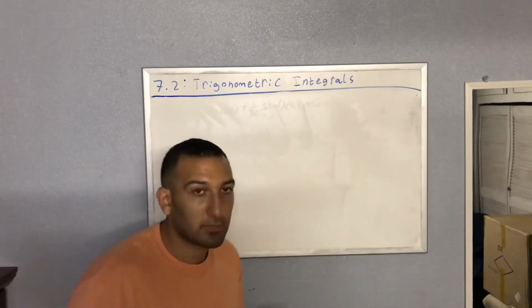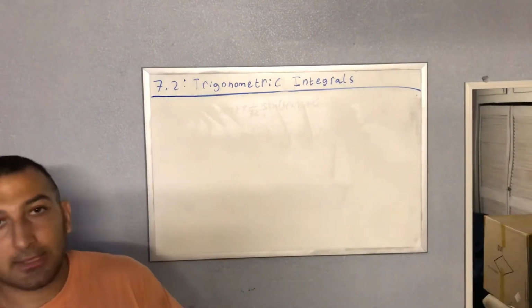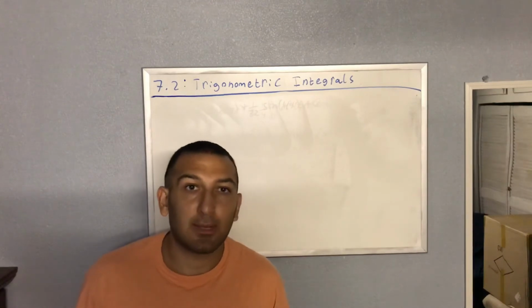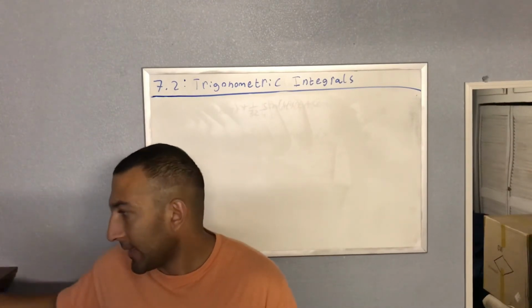The reason why sine and cosine being next to each other was nice is because the derivative of sine is cosine. And there was a relationship between sine squared and cosine squared and things like that.